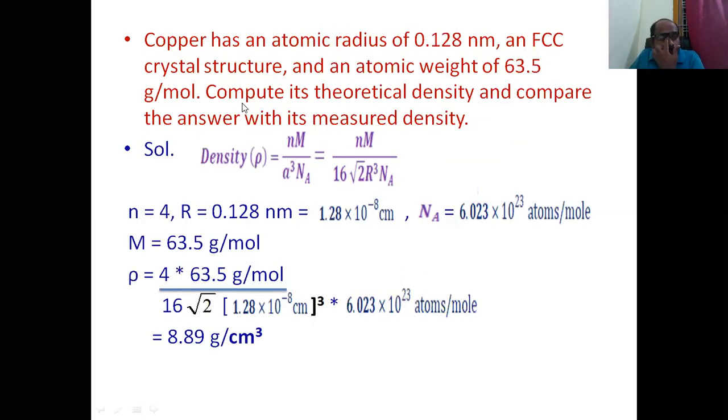Now another problem. Copper has an atomic radius of 0.128 nanometer, an FCC crystal structure, and an atomic weight of 63.5 gram per mole. Compute its theoretical density and compare the answer with its measured density. So that is the problem.